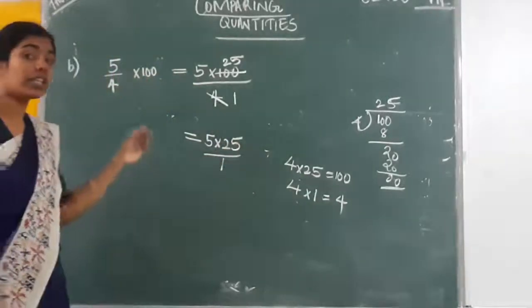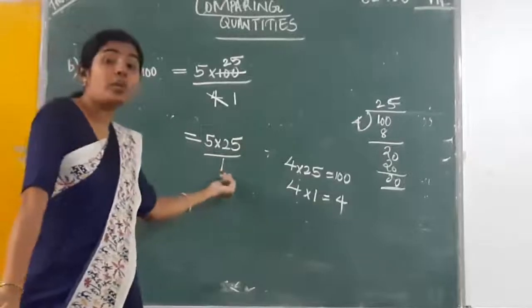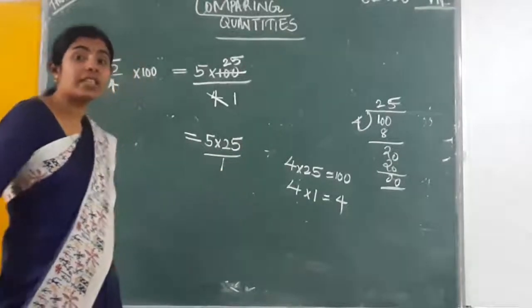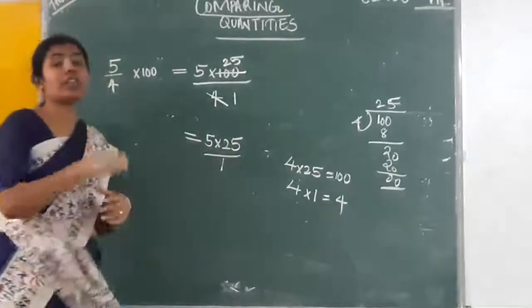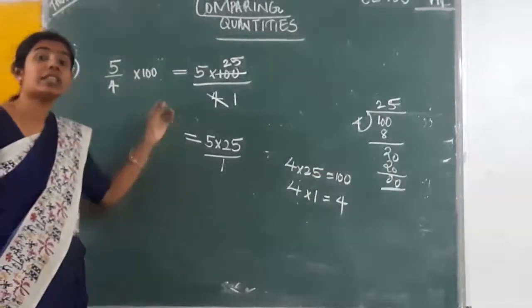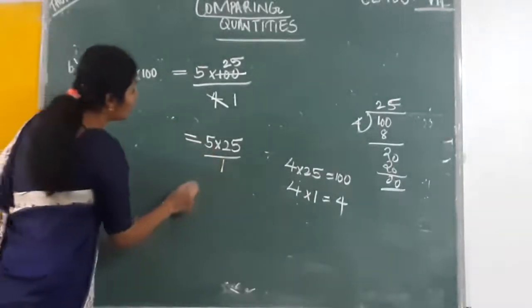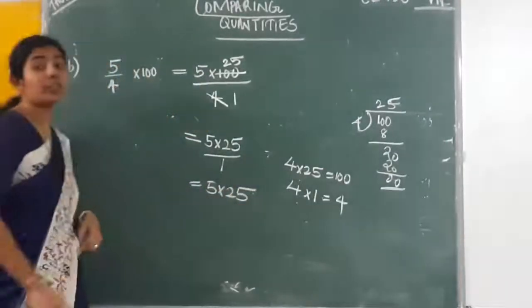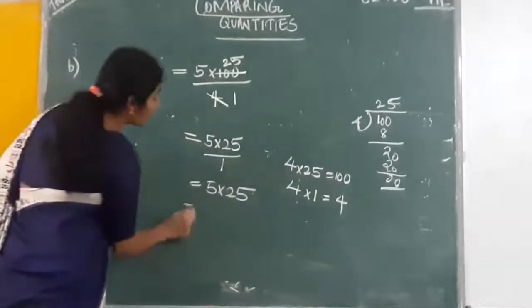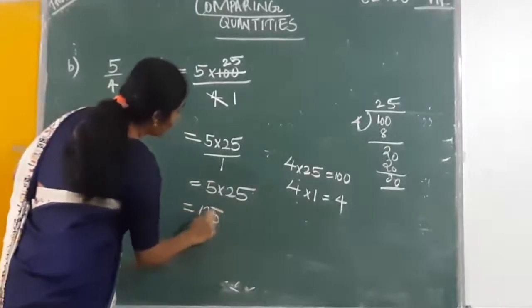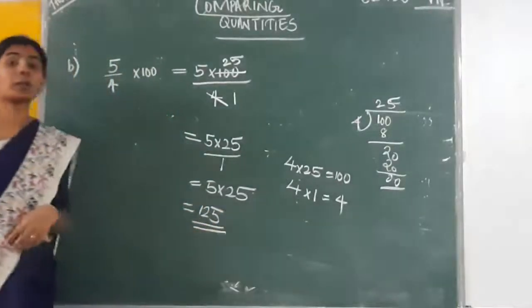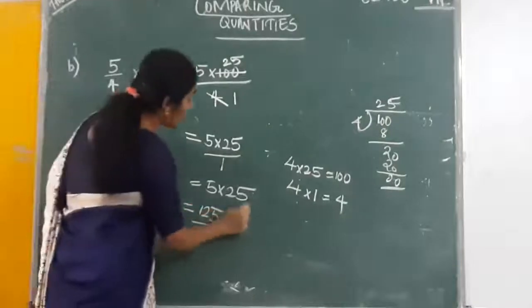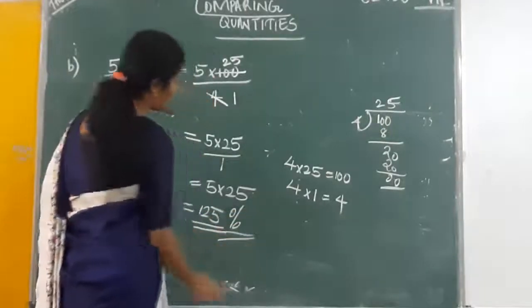When you are given any number, if its denominator is 1, what is the answer? Any number divided by 1 is that same number. So 5 multiplied by 25. What is 5 multiplied by 25? 125. So this is 125 percentage.